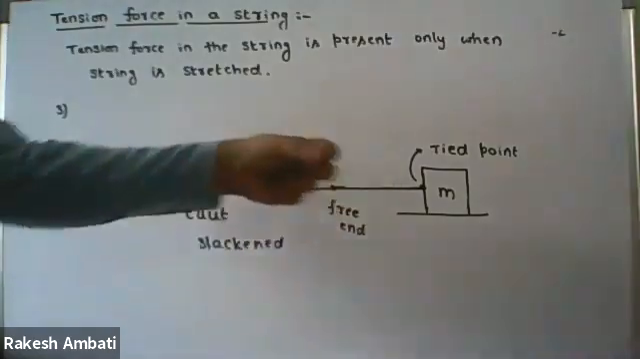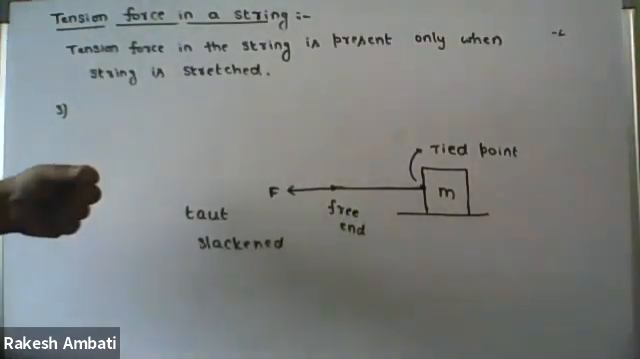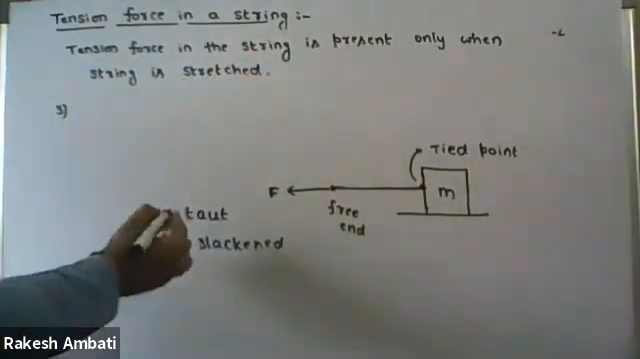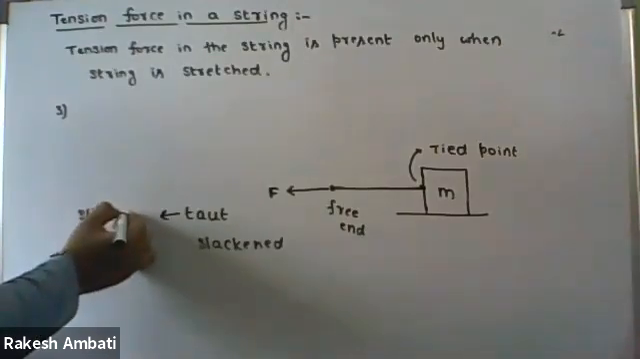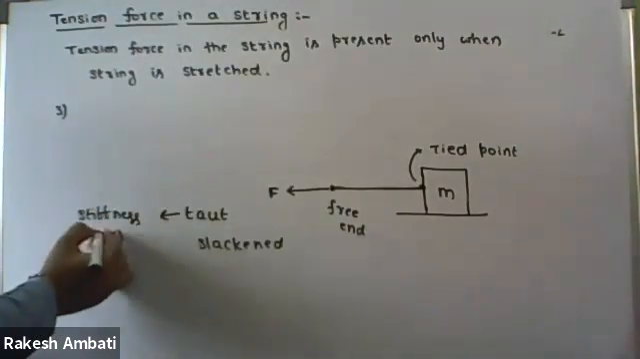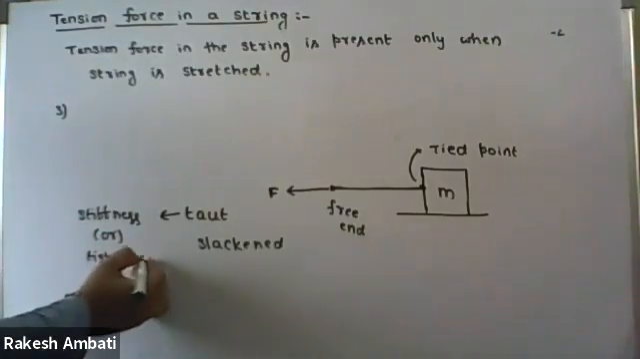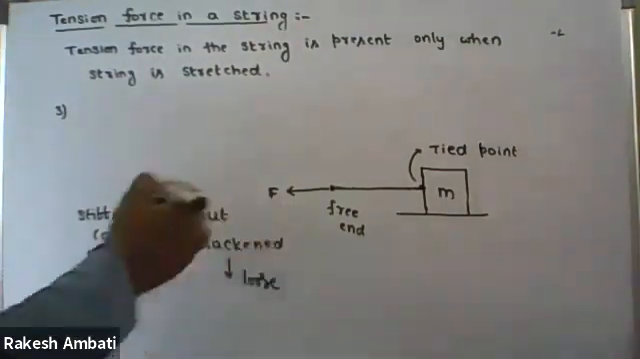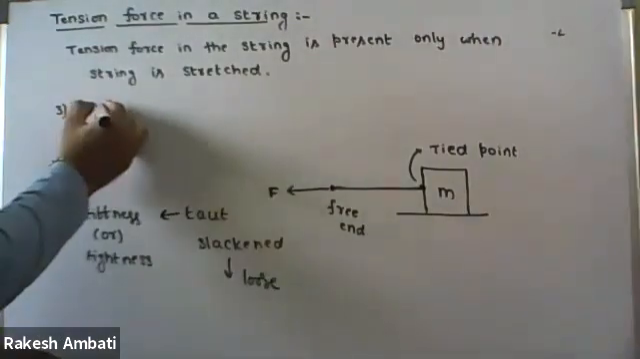Taut means tightness, stiffness. Generally, taut means stiffness and tightness will be present. That is the meaning of taut. And slackened means loose.